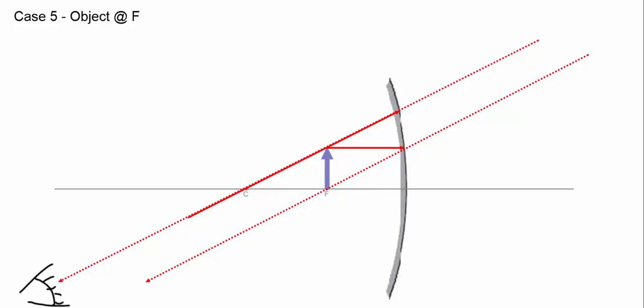Case 5 is interesting because there will be no image at all. There is no image, no real image, no virtual image, no image, because we will have no focal point, no point from which they diverge.